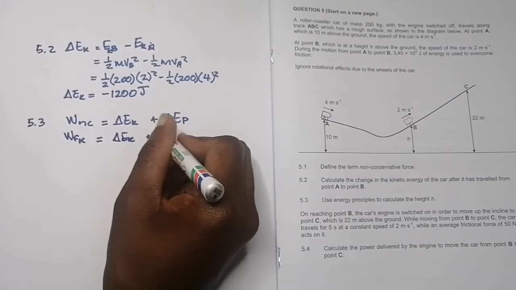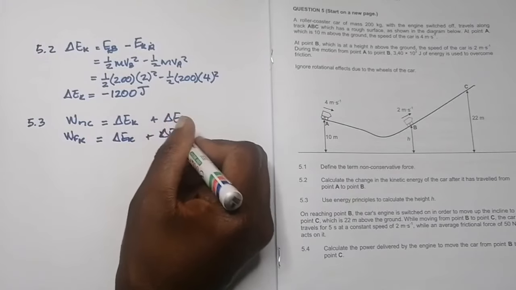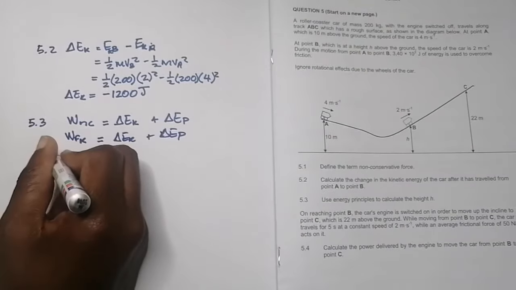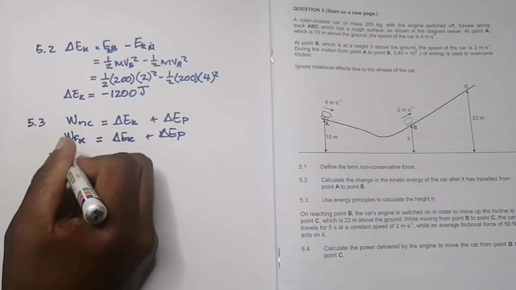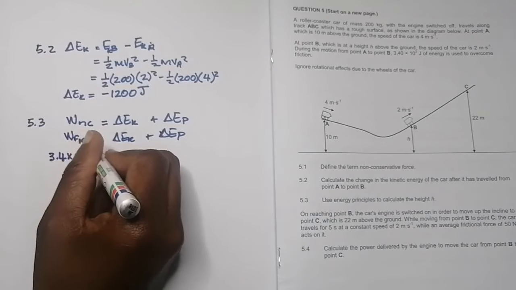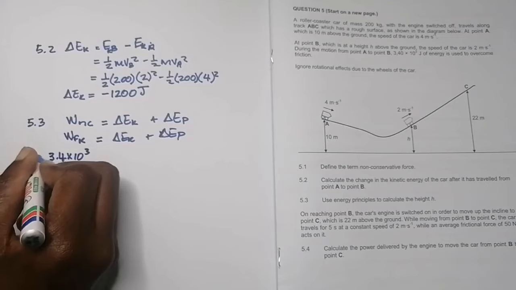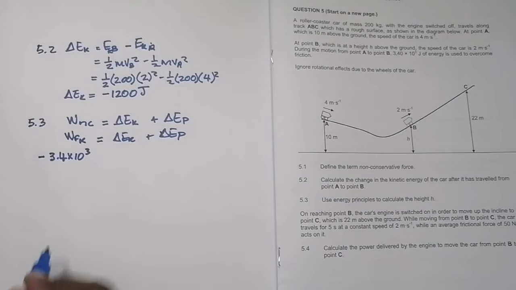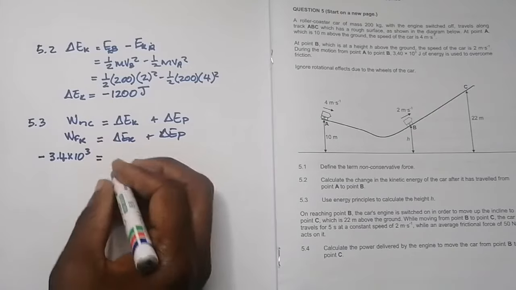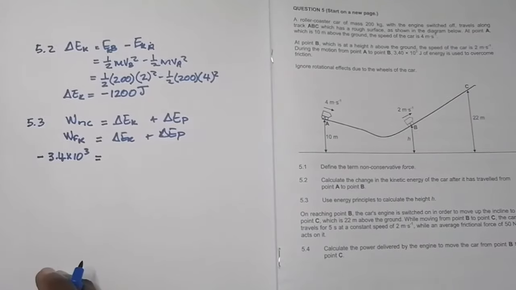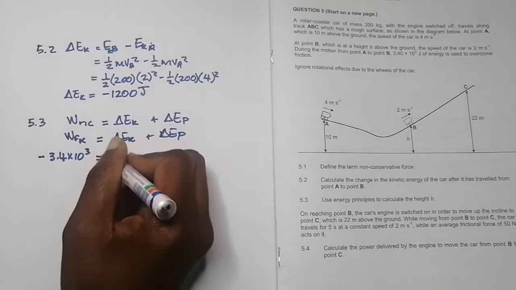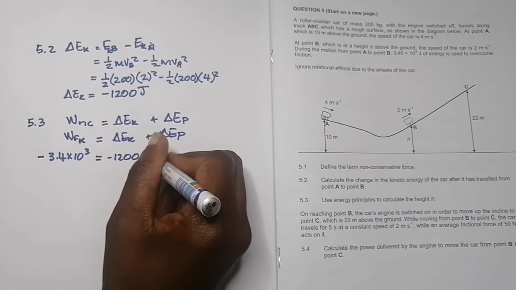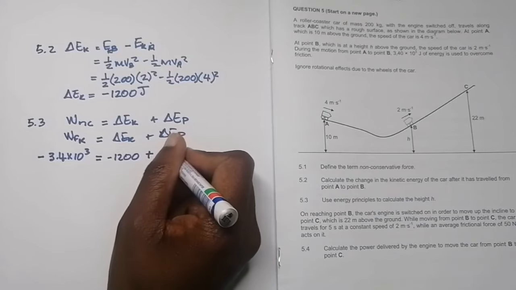Okay, let me just write that quickly. So in this case, we know this value here was given as 3.4 times 10 to the power 3 joules. But remember, as I indicated to you, this should be energy that is lost to the system, isn't it? Okay, and we were given that kinetic energy there as minus 1,200 that was lost. Okay, and the change in potential energy.